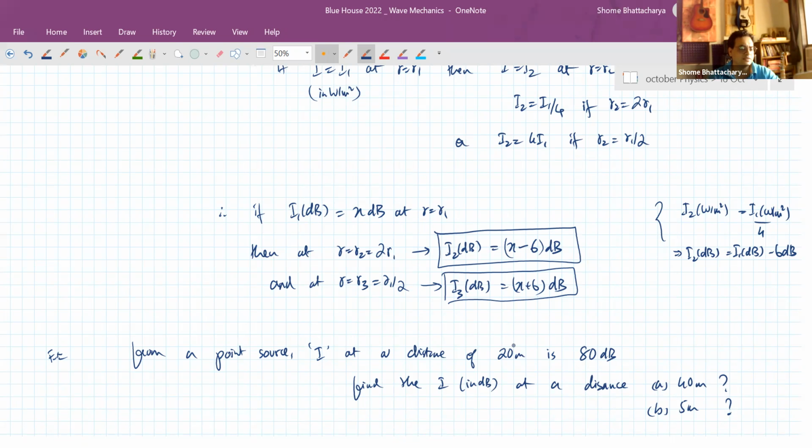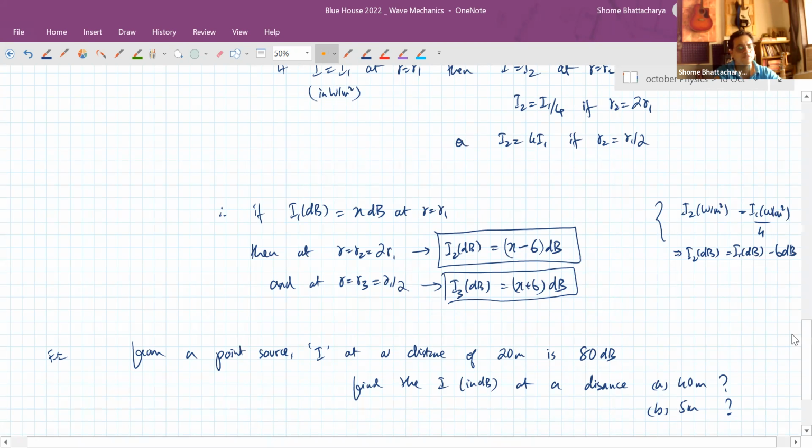then what is the likely intensity of sound you will be able to measure when you increase your distance from 20 to 40 meters, or when you reduce your distance from 20 meters to 5 meters? This is the type of calculation you should be able to do, understanding the decibel scale and the concept of variation of intensity with distance.